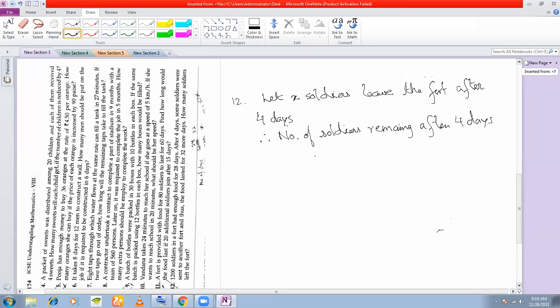Initially, there were how many soldiers? 1200. After 4 days, X soldiers leave. So that means you are left with 1200 minus X, right? Now see, what are the variables here?